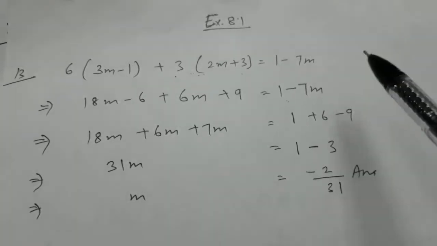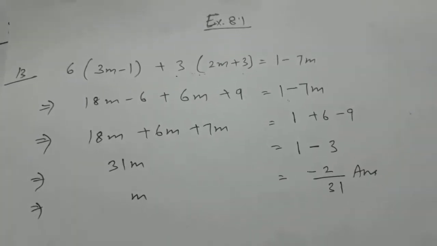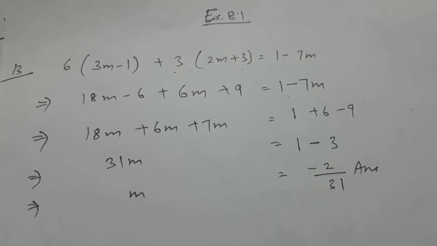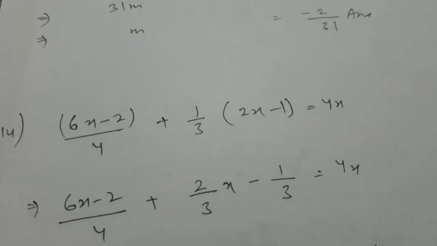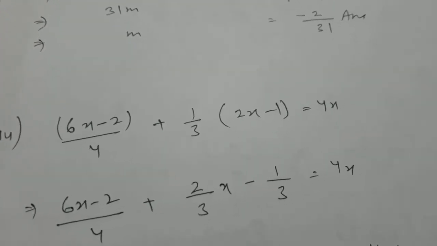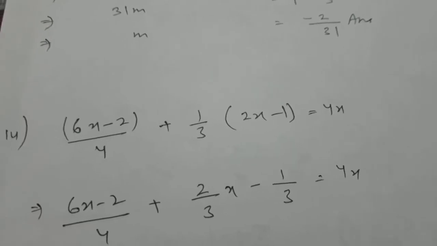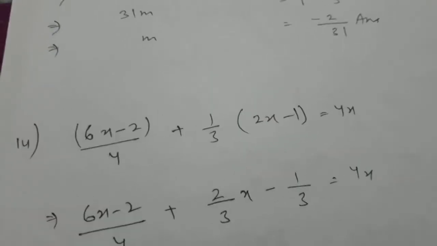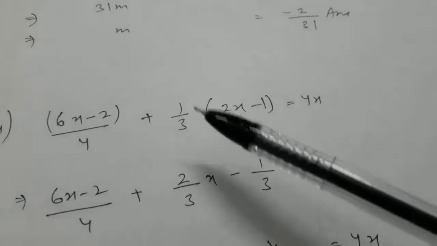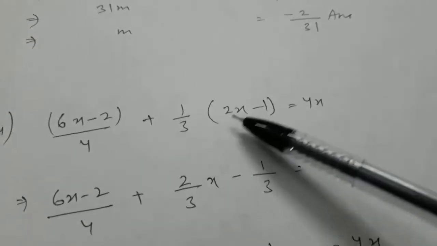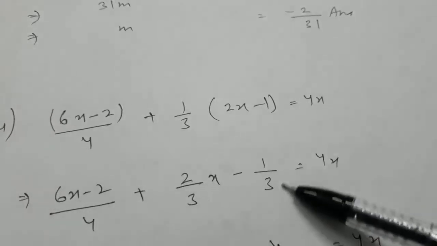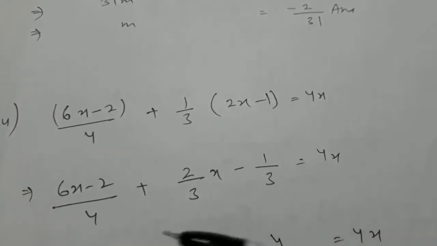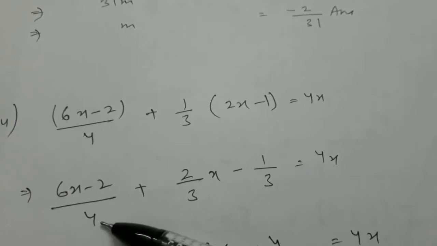So this is the full glance of question number 13. Now come to question number 14. Question number 14 is given as (6x - 2)/4 + 1/3(2x - 1) = 4x. So here first of all we will solve this bracket. So 1/3 into 2x will be coming out as 2/3 x, and 1/3 into 1 will be coming out as minus 1/3, equal to 4x, and (6x - 2)/4 will be intact.